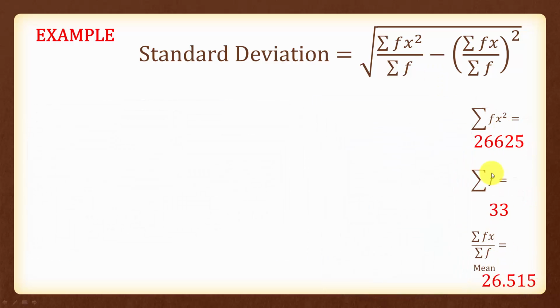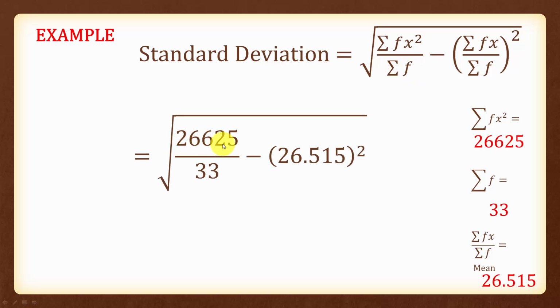Now let's substitute these values into the formula, and we'll have 26,625 over 33 minus the mean 26.515, and remember to square. After which you have to square root this whole term here. And the answer will be 10.2 marks rounded off to 3 significant figures.